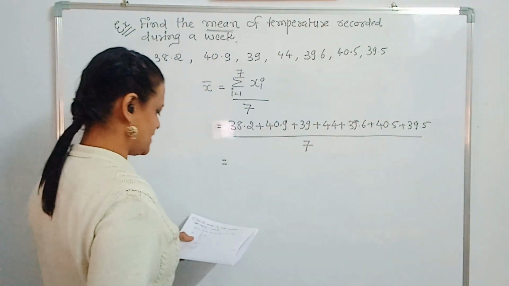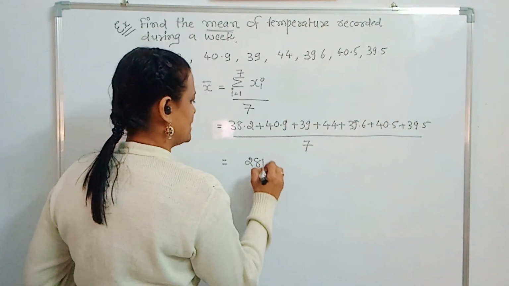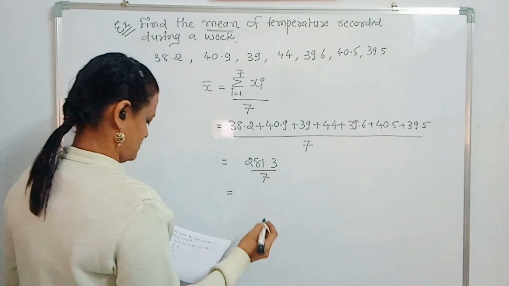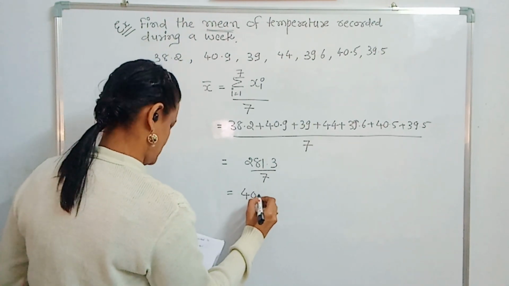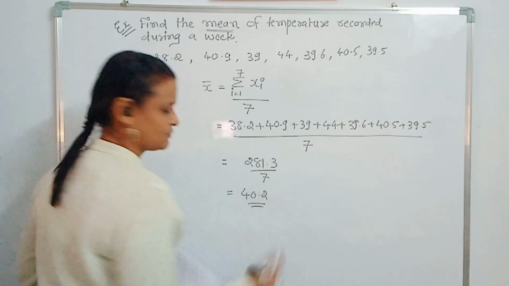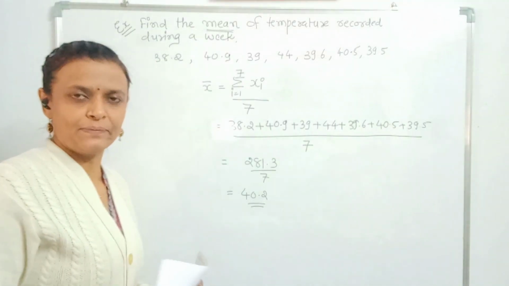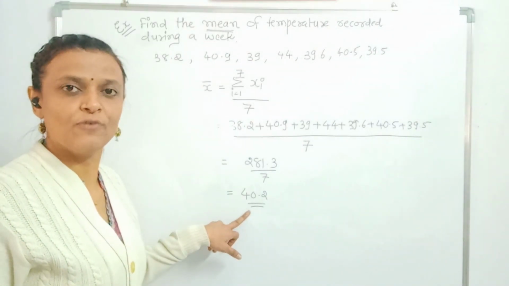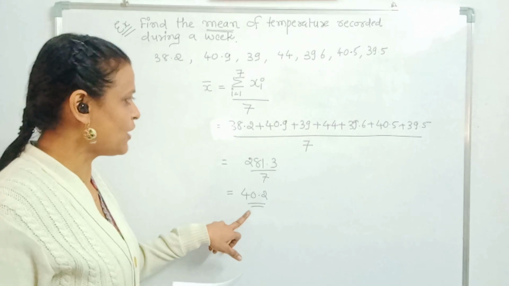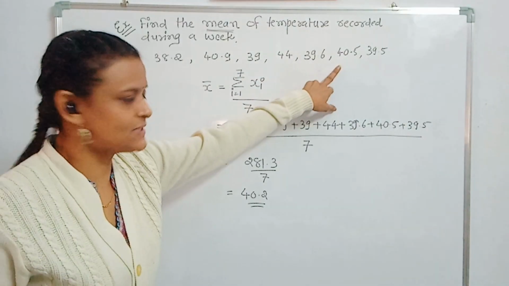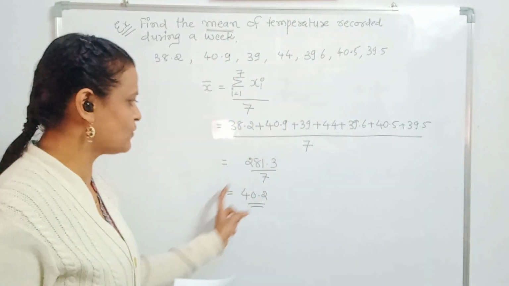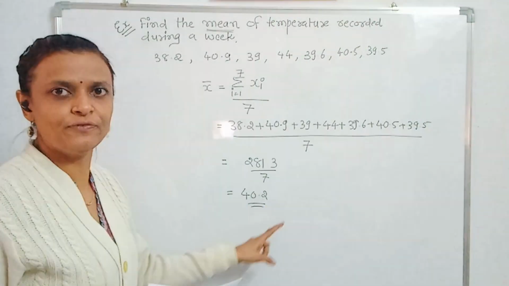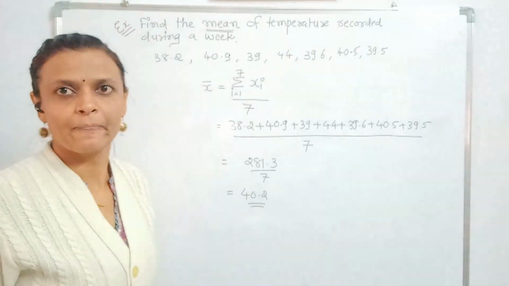If we perform this addition, you will get 281.7 divided by 7. And the answer is 40.2. That means this is the central tendency in the form of mean. That means all these data will cluster or will be distributed around this 40.2 value. So this is the representative of all these data.